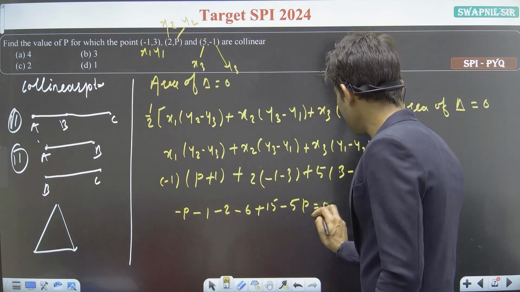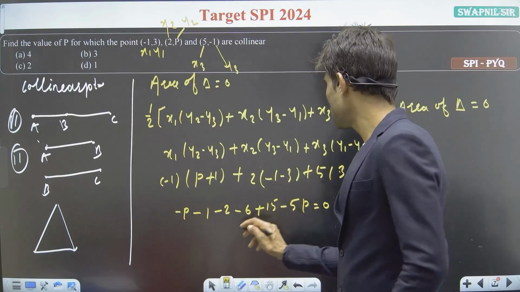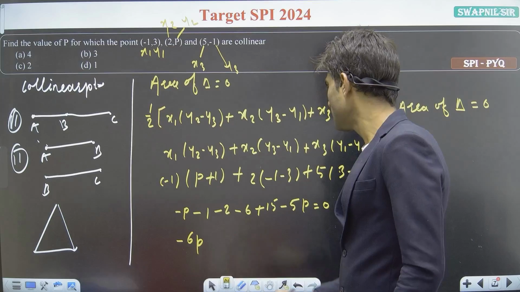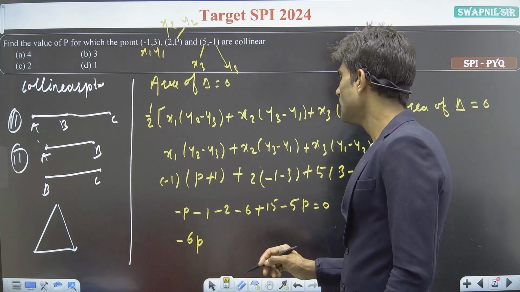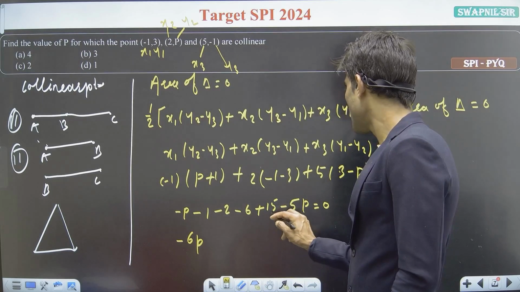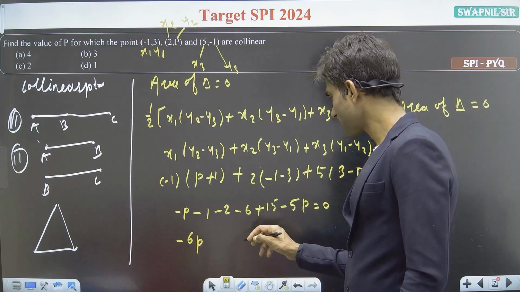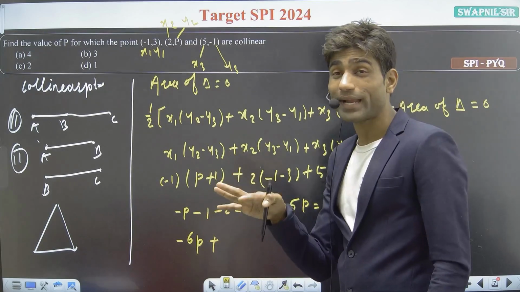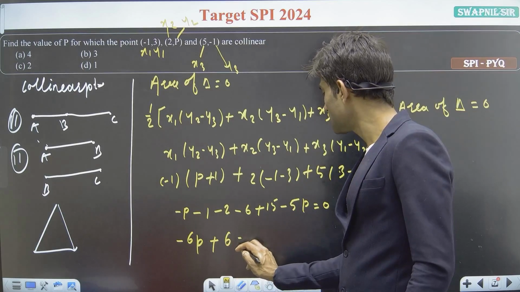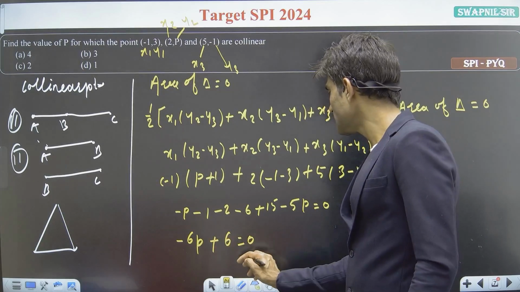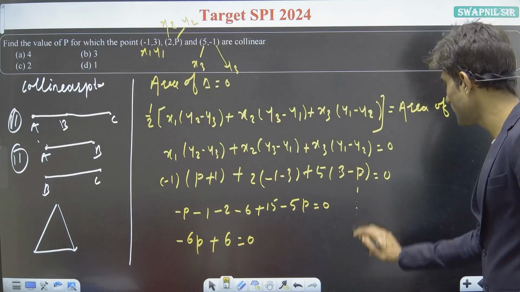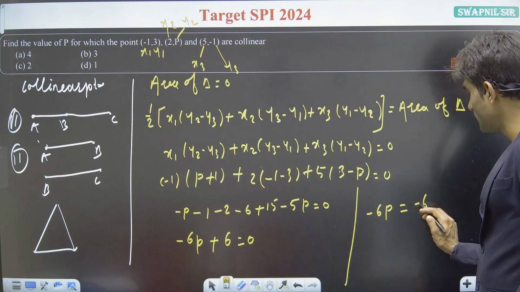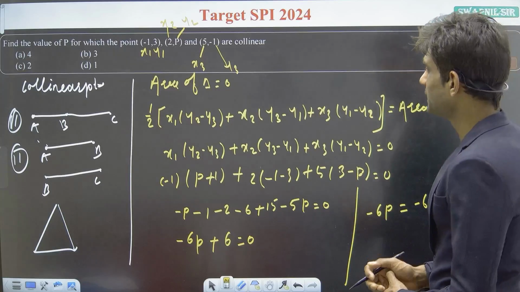Which is equal to 0. So -p minus 5p, we write -6 times p. -1, -2, -3, -6, we write -9. Plus 15. That means 15 minus 9, we get 6, which is equal to 0. That means -6p plus 6 is equal to 0. What is the next step? -6p is equal to -6.